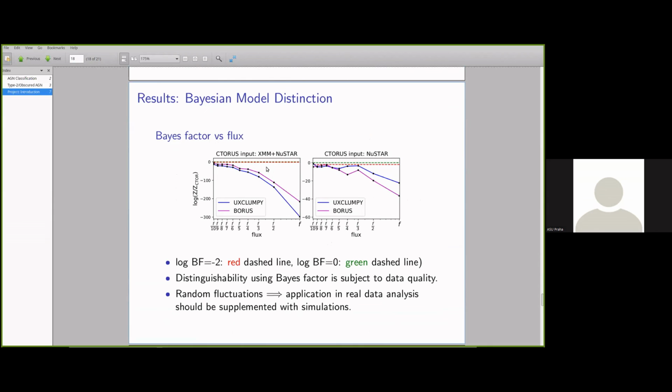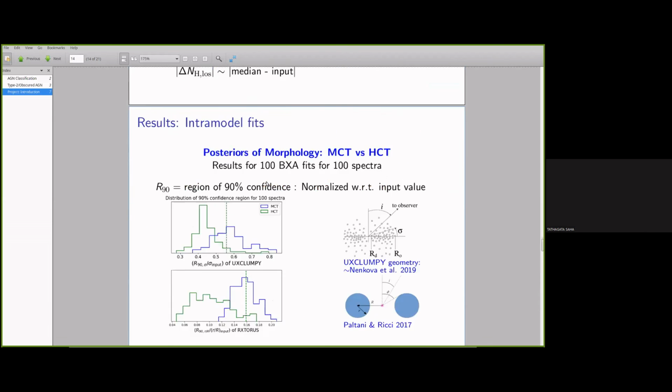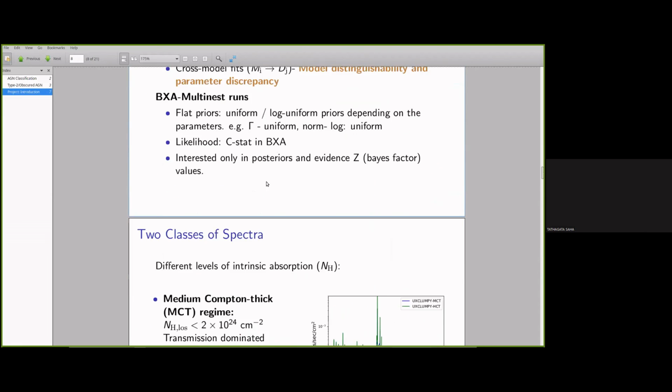Sorry, I didn't get it when Peter asked about the binning. Did you do a particular binning? Yeah, it's 30 counts per bin. Okay, so you use chi-squared? No, this is C-stat. Ah, okay.